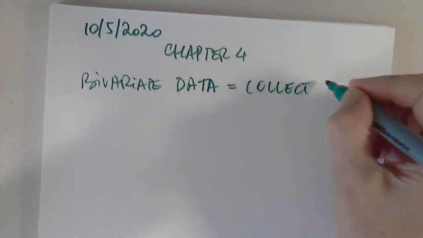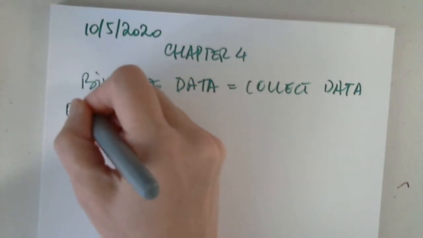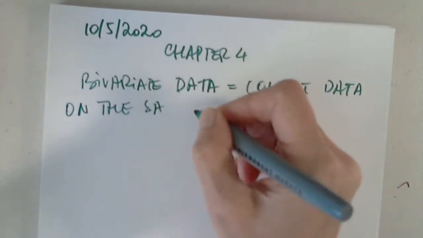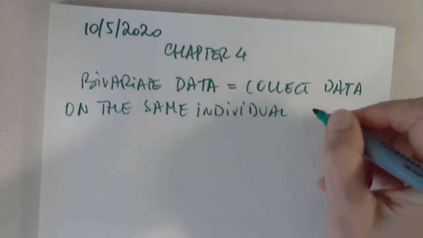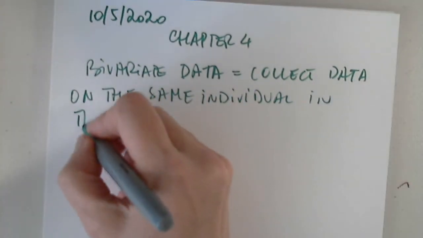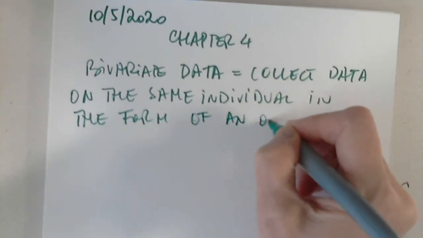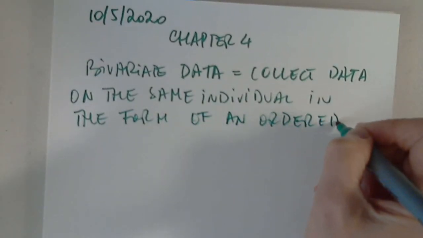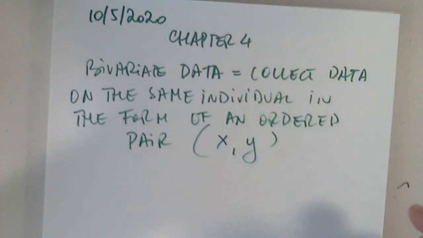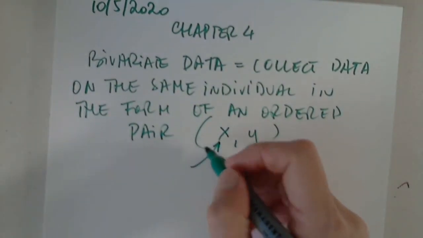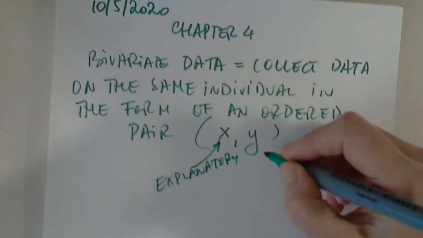So, bivariate data. Collect data on the same person, same individual, in the form of an ordered pair. So like X comma Y. Explanatory. And of course, response.